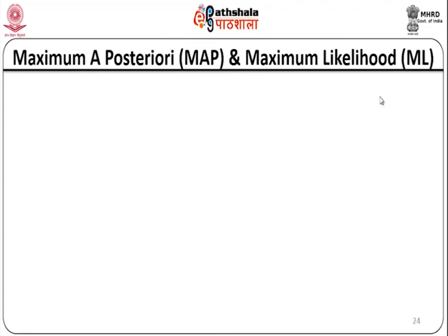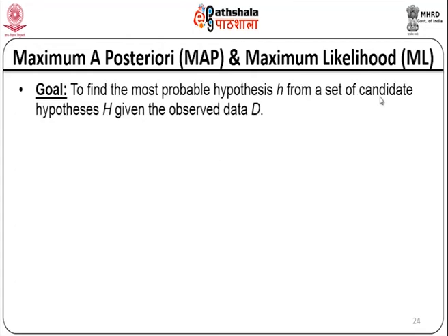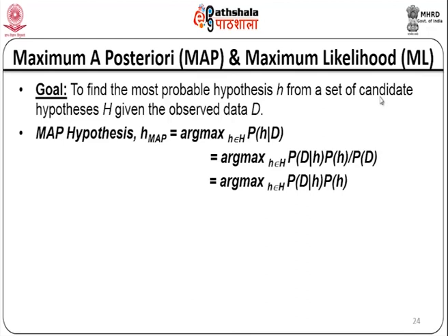Okay. Now, let us look at maximum a posteriori and maximum likelihood, called MAP and ML. The aim is to find the most probable hypothesis H from a set of candidate hypotheses H given the observed data D. So, for the MAP hypothesis, I will just explain this a little more in detail. Let us assume in your H space, capital H set, you have a set of hypotheses small h, and you try to find the hypothesis that gives you the maximum probability for the given data. So, for the given data you find the likelihood and you find the prior probability of the hypothesis.